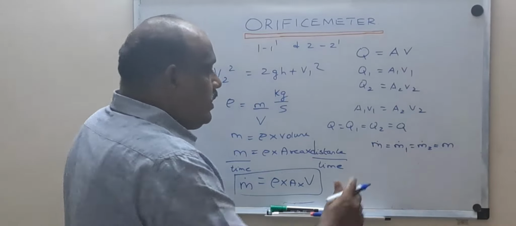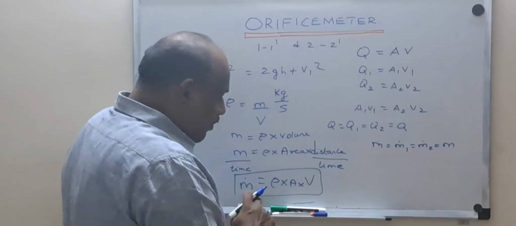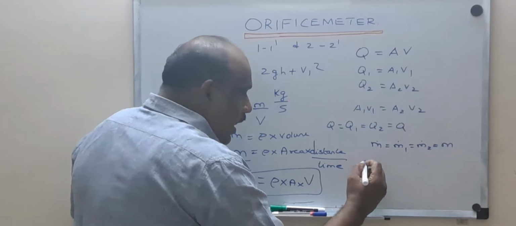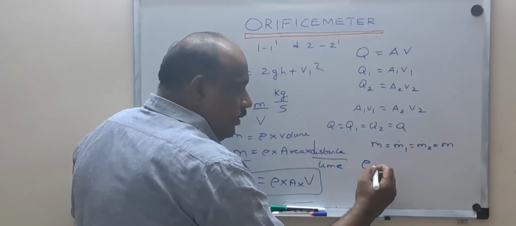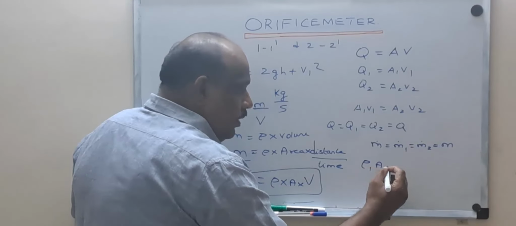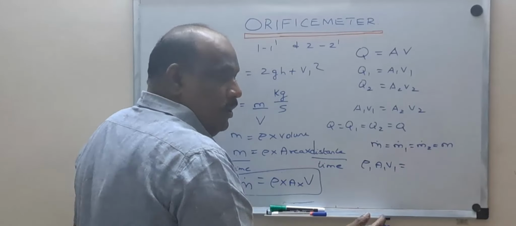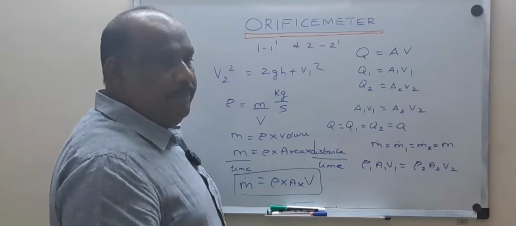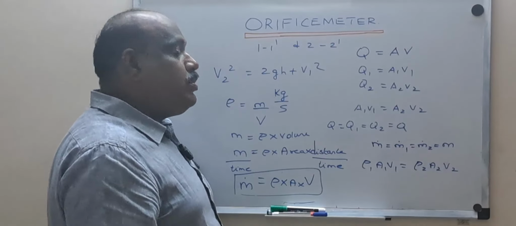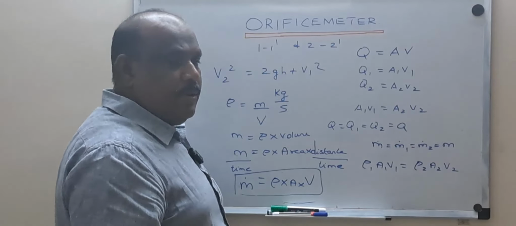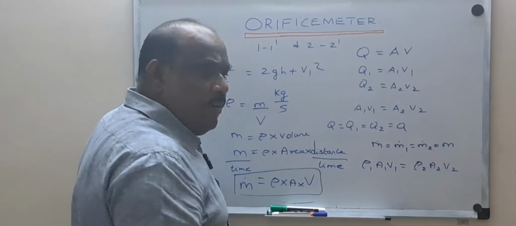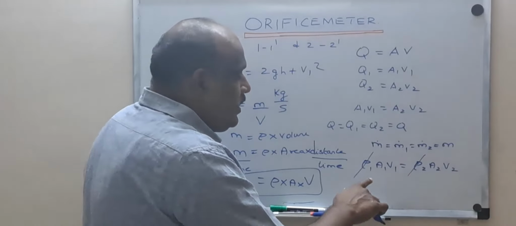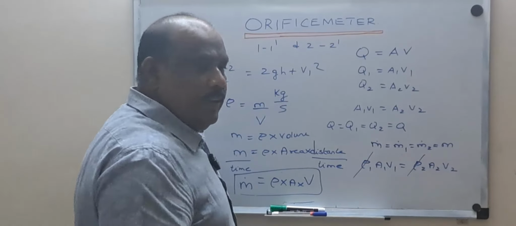So what is m dot 1? Tell me the formula based on this one. m dot 1 is rho 1 into A1 into V1, and m dot 2 is rho 2 into A2 into V2. What is the density of water? 1000, with unit kg per meter cube. Does the density of water vary? No, it doesn't vary. So rho 1 equal to rho 2 equal to rho, which means it will become A1 V1 equal to A2 V2.